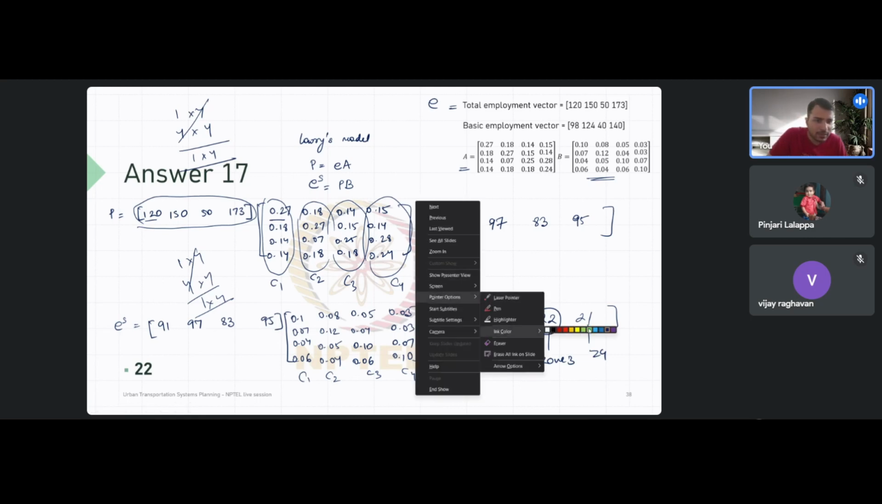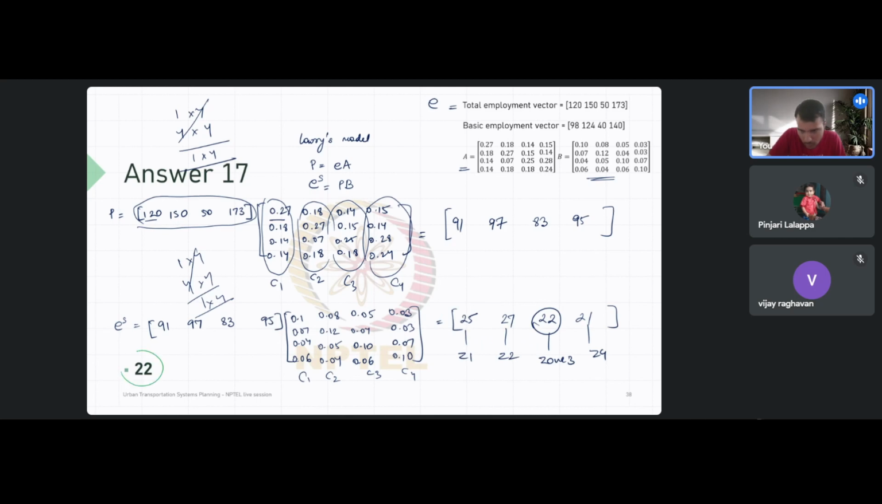In the exam it is suggested that whatever zone you want, just do it for that column. Here we wanted zone 3. So simply we should have taken all this and done it with column 3, and we would have got this element. No need to find these values because they are not required. That's how you should approach it in the exam.